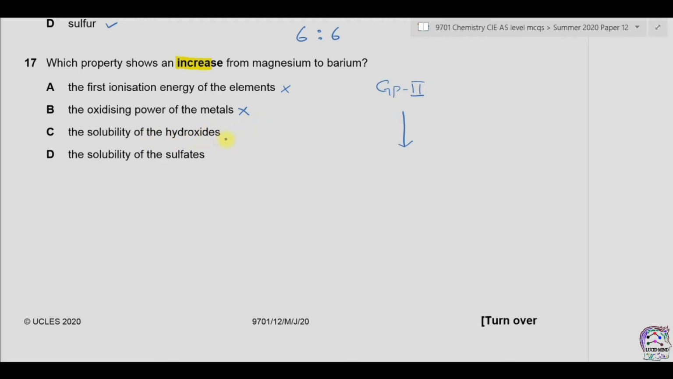C says the solubility of the hydroxides. We have seen the trend in the solubility of hydroxides, that magnesium hydroxide is less soluble as compared to barium hydroxide, because barium hydroxide is more alkaline as compared to magnesium hydroxide, so therefore the solubility increases. The solubility of the sulfates decreases down group 2, and we know that barium sulfate is almost insoluble. It does not dissolve in water. So the only correct option is part C.